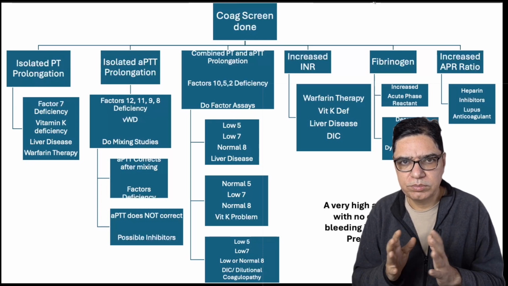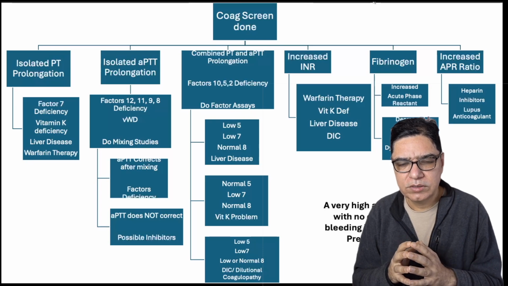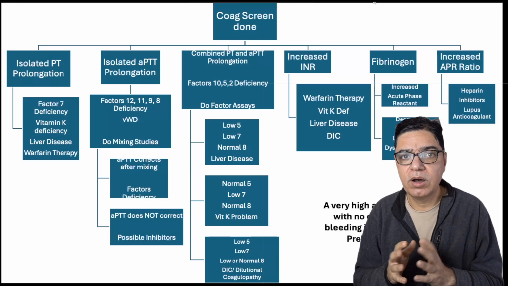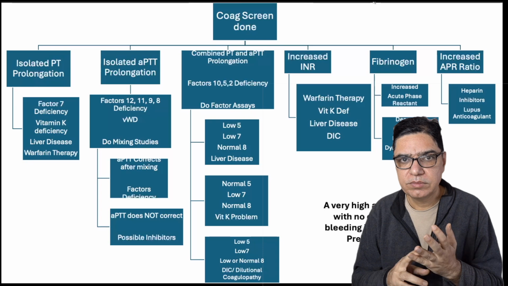Now what if both PT and APTT are prolonged? If both are prolonged, then probably you are looking at the common pathway. So factor 10 deficiency, factor 5 deficiency, factor 2 deficiency can happen.